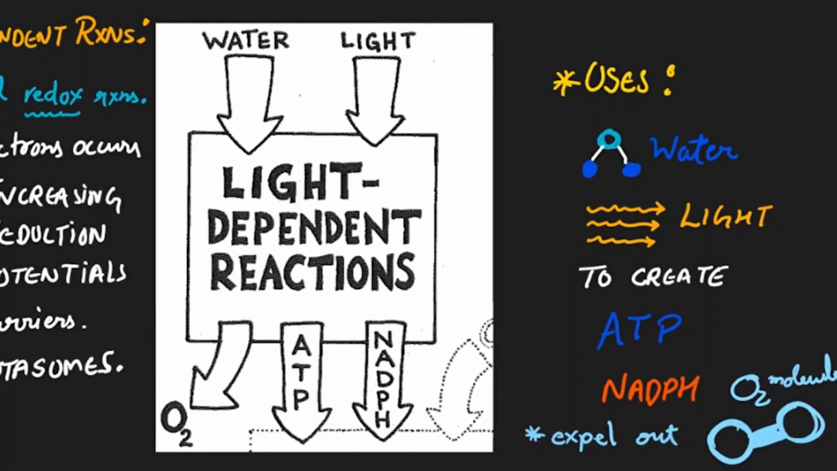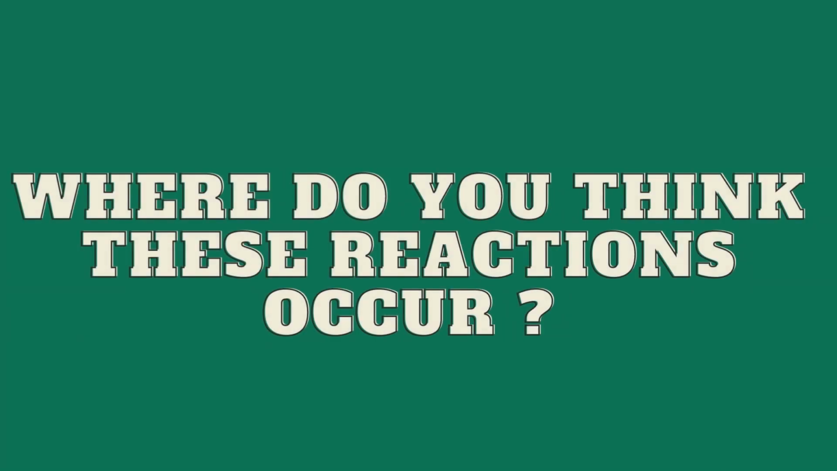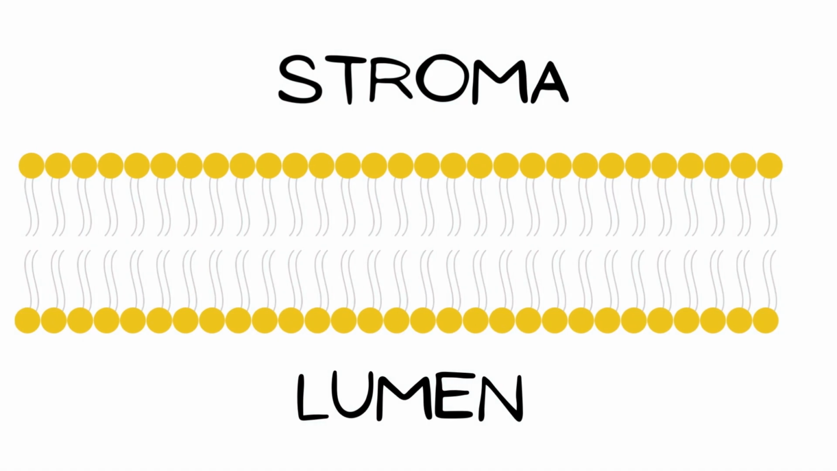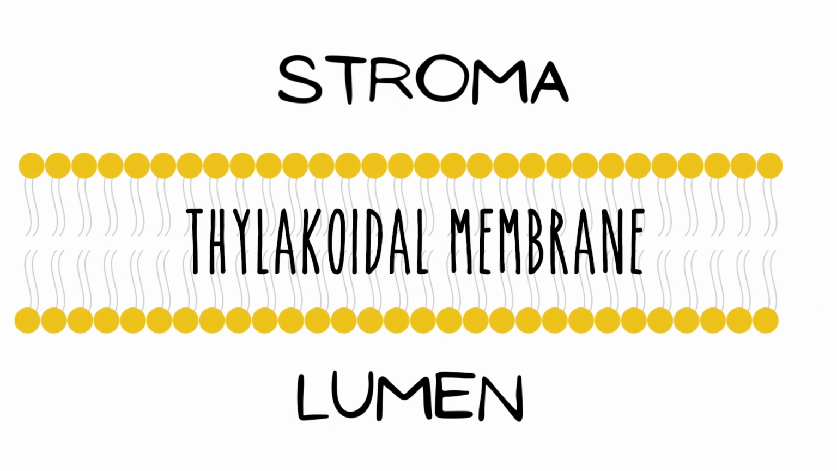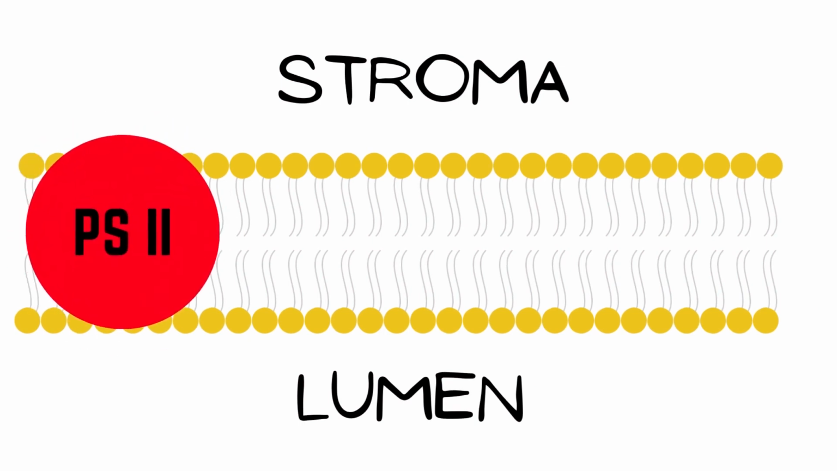Now, again, a question similar to the previous one arises here: where do you think these light-dependent reactions occur? Whether it occurs in the stroma or the lumen. It doesn't occur in either the stroma or the lumen. This process occurs in the thylakoidal membrane because the thylakoidal membrane consists of QUANTASOMES.